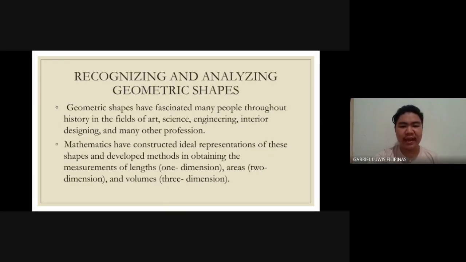Recognizing and analyzing geometric shapes have fascinated many people throughout history in the fields of arts, science, engineering, interior designing, and many other professions. Mathematics has constructed ideal representations of these shapes and developed methods in obtaining the measurements of lengths, one dimension, areas, two dimensions, and volumes, three dimensions.